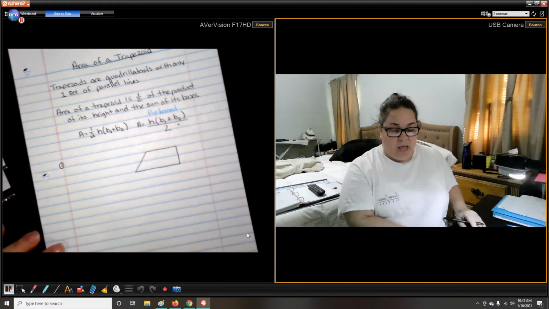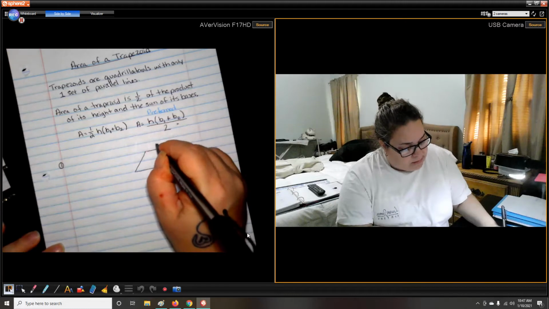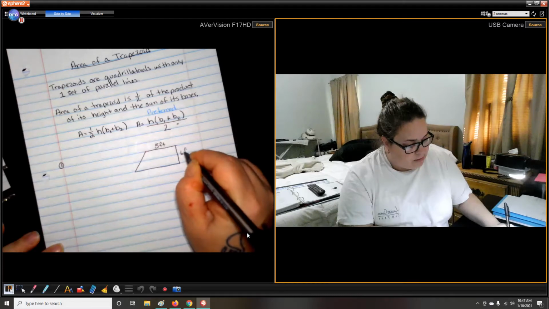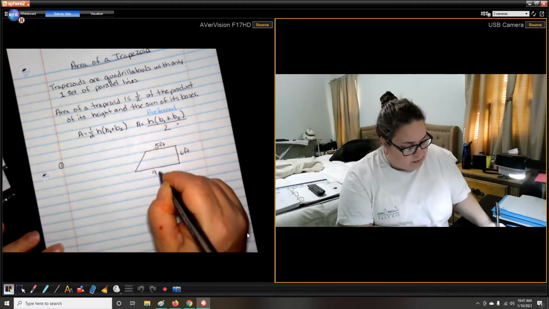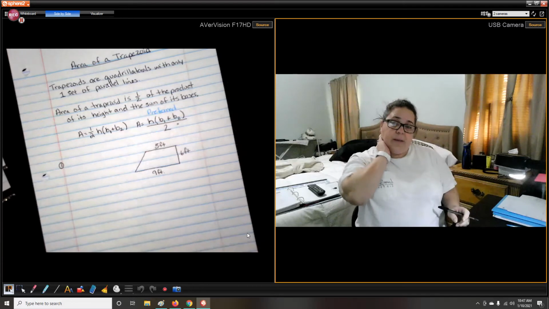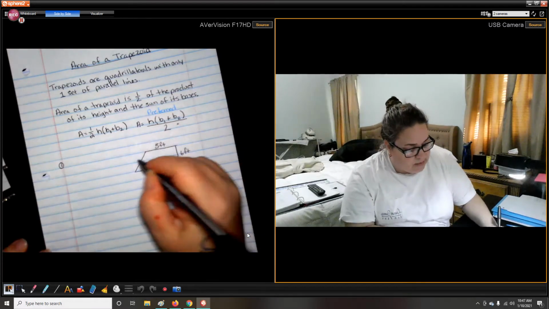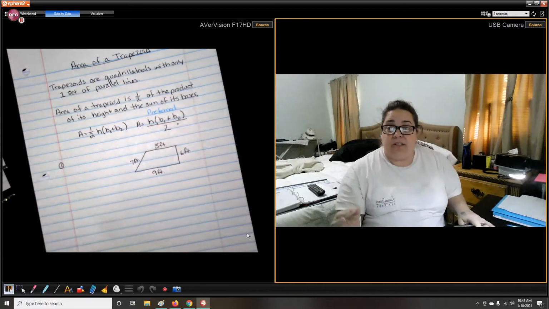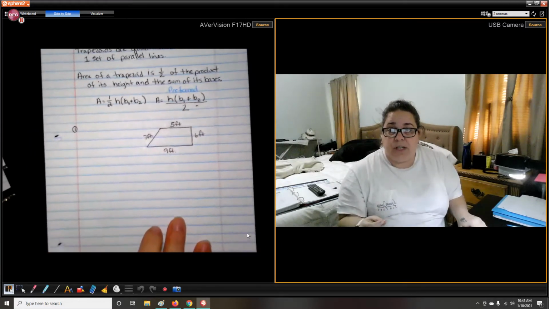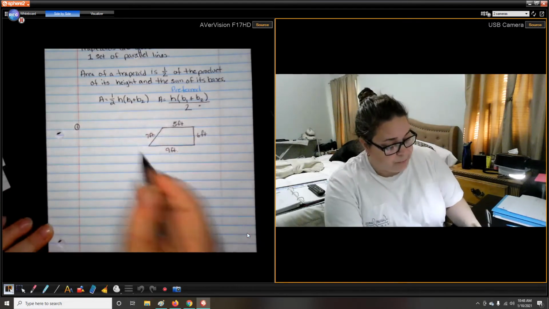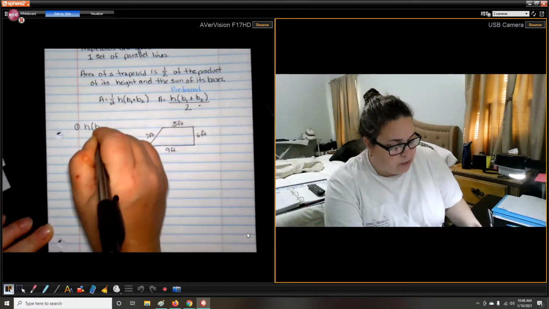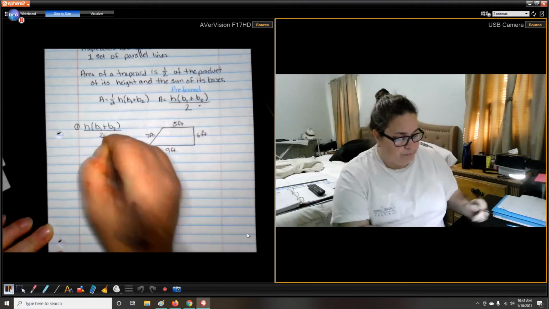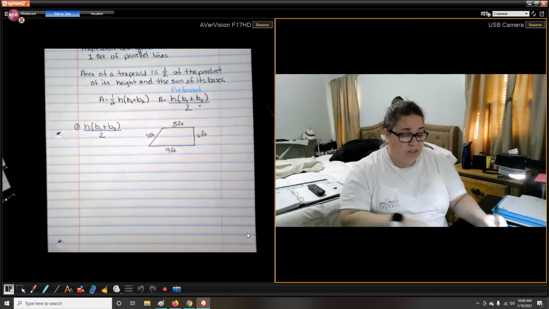Okay? And so this is 5 feet, this is 6 feet, and this is 9 feet. Okay? And let's say this is 7 feet. Okay. To solve area of a trapezoid, the first thing you need to do is write your formula, right? So height times base 1 plus base 2 divided by 2. All right, first thing you need to do, obviously, is find your height.